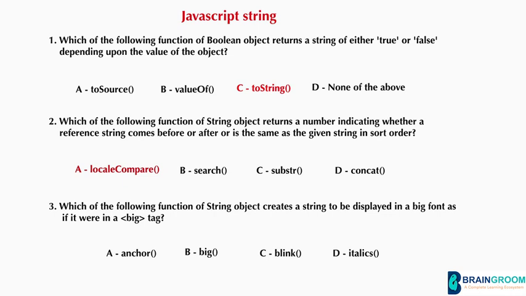Question 3. Which of the following functions of the string object creates a string to be displayed in a big font as if it were in a big tag? Option A, anchor. Option B, big. Option C, blink. And option D, italics. Answer, option B, big. Explanation: the big function creates a string to be displayed in a big font as if it were in a big tag.